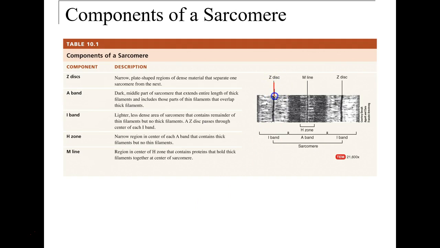So here is a Z-disc to Z-disc. This constitutes one sarcomere. The M line is simply the center of the sarcomere. The H zone is the center area of the sarcomere. A band consists of the thick filament only. I band is thin filament only.